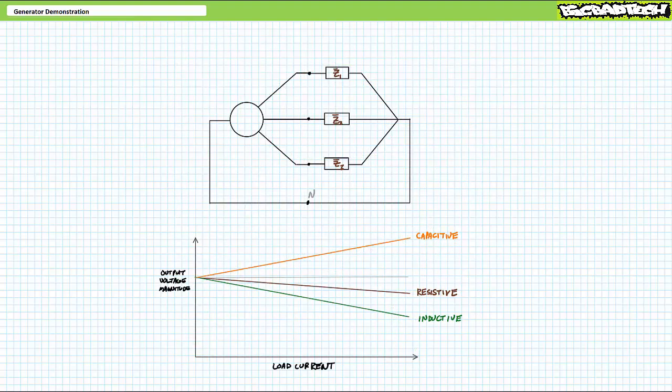Alright, that wasn't too bad, was it? In summary, we demonstrated that increased current demand for resistive and inductive loads resulted in a reduction of output voltage. A quick solution to this problem was to increase field current. In contrast, increased current demand for capacitive loads resulted in increased output voltage. A quick solution to this problem was to decrease field current.